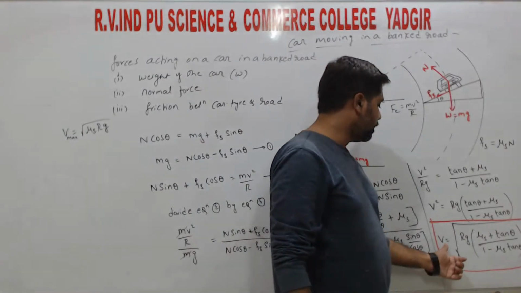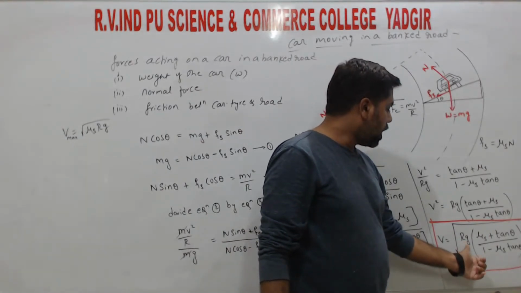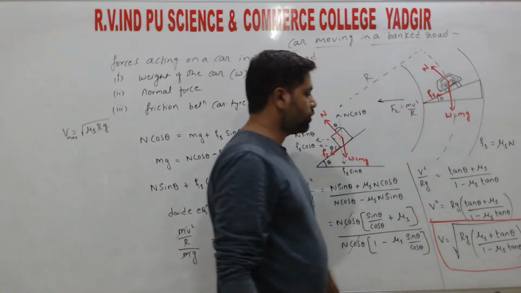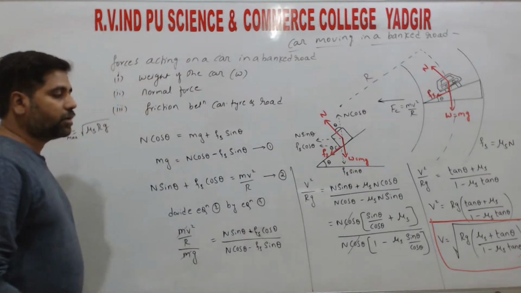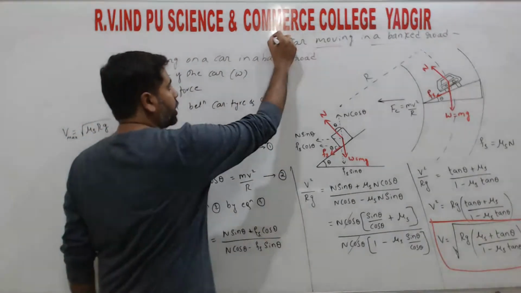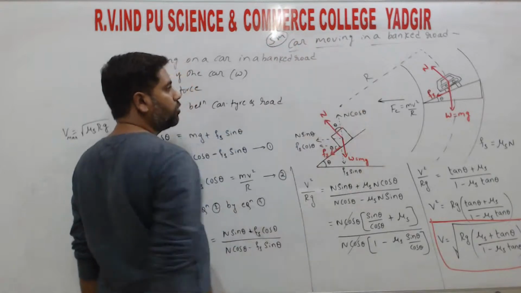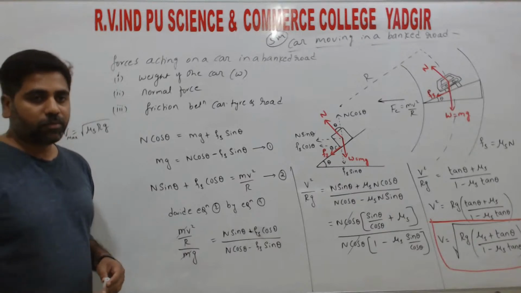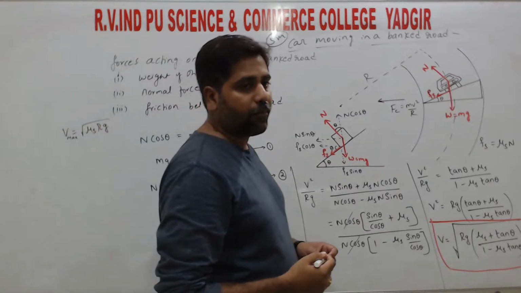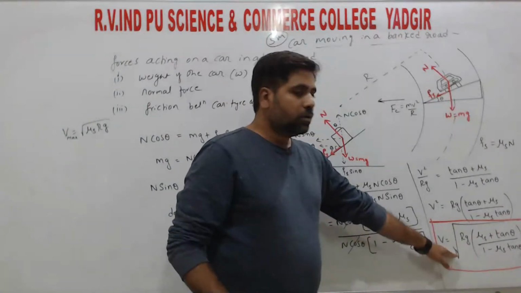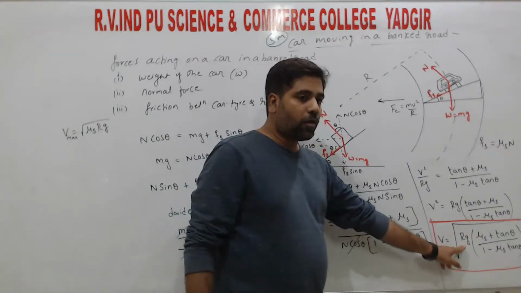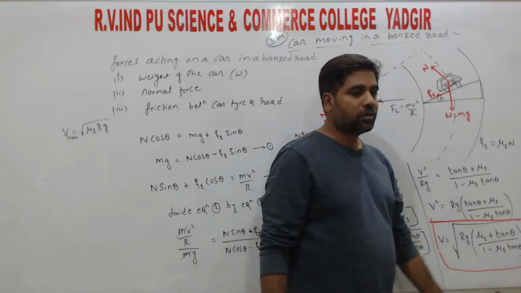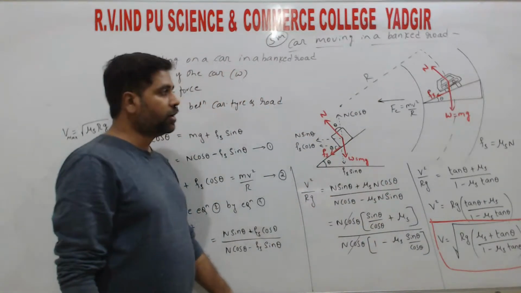So that is given by the relation v equal to the square root of R into G, mu s plus tan theta divided by 1 minus mu s tan theta. So this is very important for a 5 marks derivation in the board exam, right? If the question is to derive the relation for the maximum speed of a moving vehicle on a banked road, you need to derive the relation v equal to the square root of Rg into mu s plus tan theta divided by 1 minus mu s tan theta, right? Very important derivation.